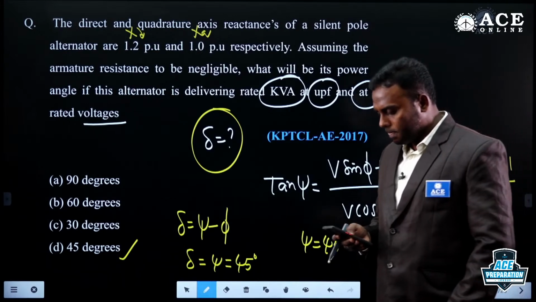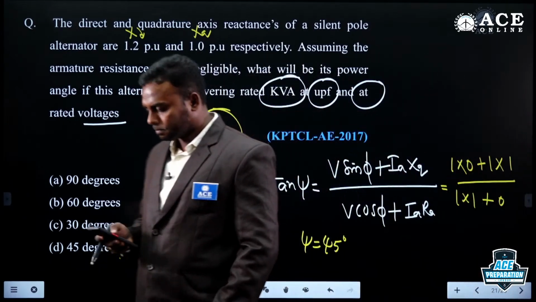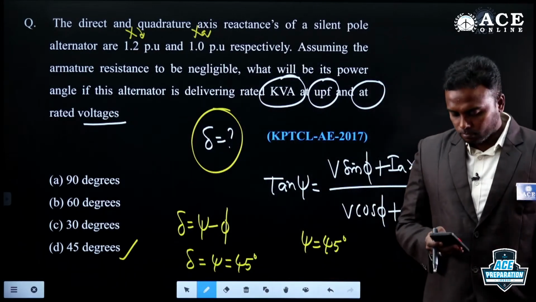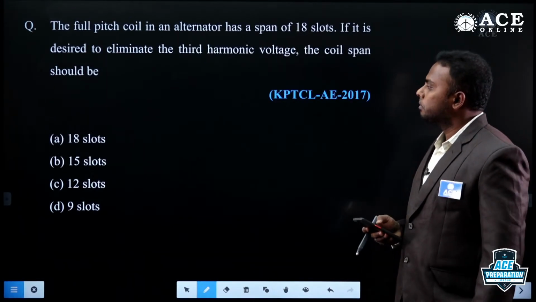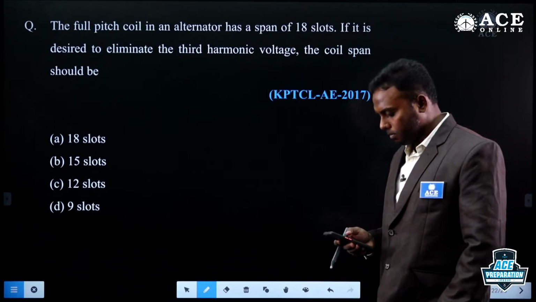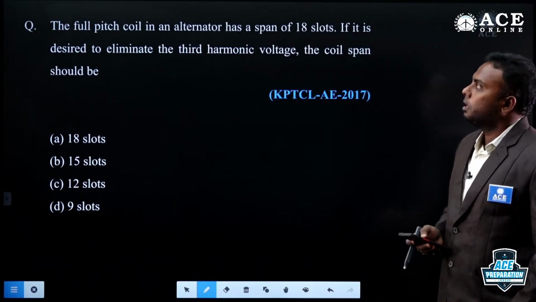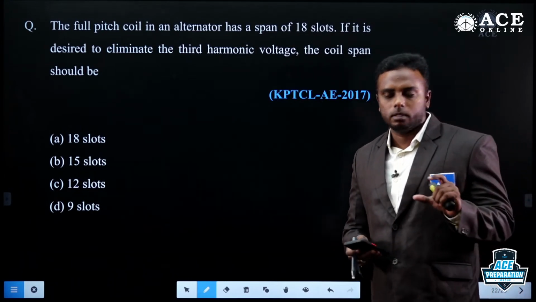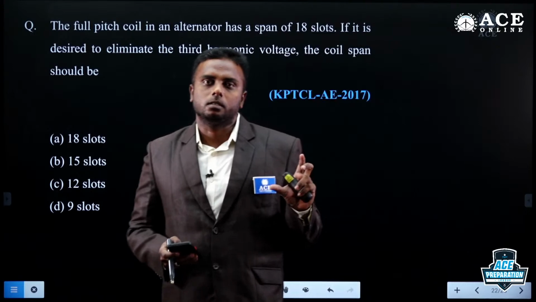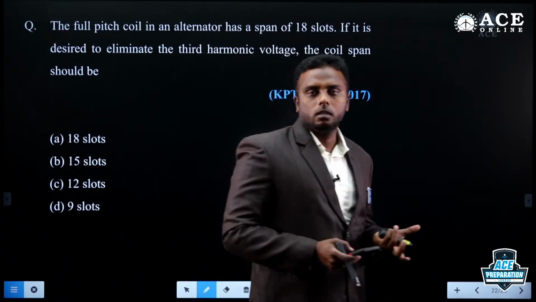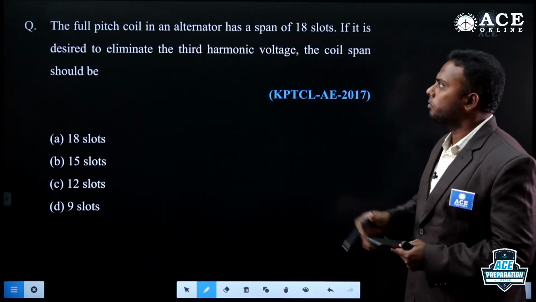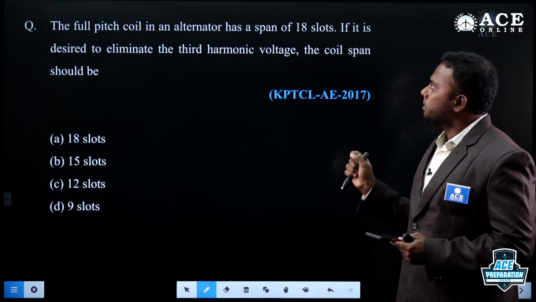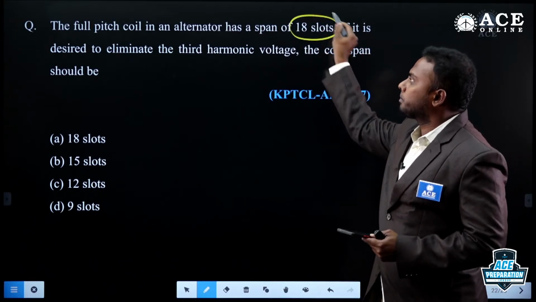Clear? Next, one more last question. See this last one. Try to answer this. The full pitch coil. I am trying to cover all the topics, whatever relations are important, from all topics of synchronous machines. I covered one question from armature winding. The full pitch coil in an alternator has a span of 18 slots.